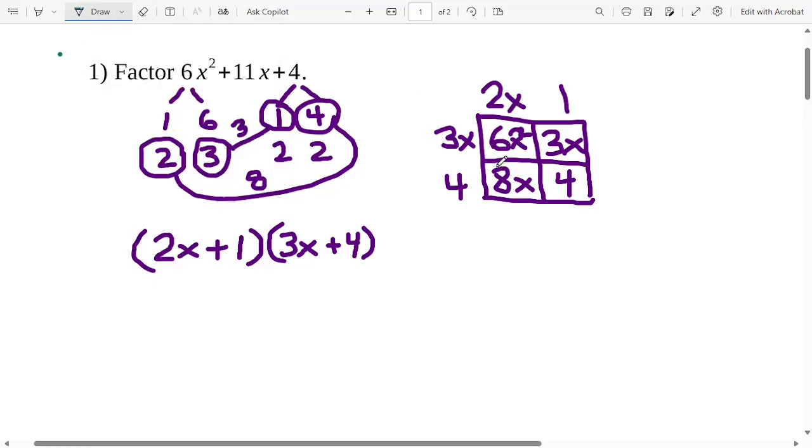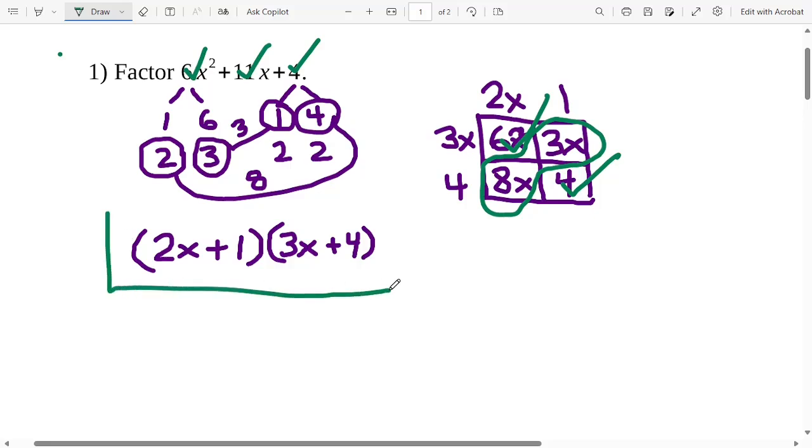Okay, so we've got the 6x squared. That checks with this right here. We're going to add our like terms, so 8x plus 3x. That's going to give me the 11x here. That checks. And then we also have the 4 here, which checks with that. So this right here is my factored form. Okay, and we are done with that one. Let's take a look at another example.